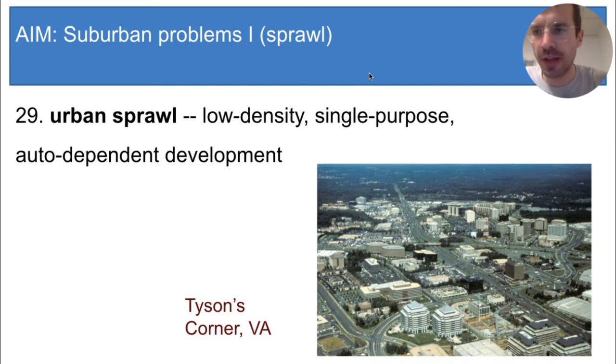Then suburbanization happened and caused a lot of something called urban sprawl. Urban sprawl is low-density, single-purpose, auto-dependent development. Even though it's called urban sprawl, it's really a phenomenon associated with suburbanization. Let's break down the definition of urban sprawl.